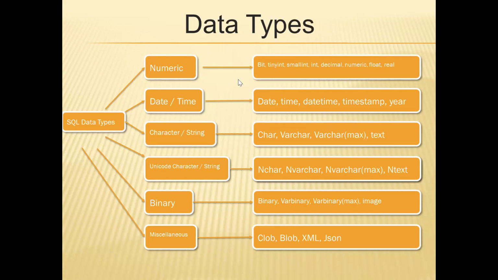We have numeric data type, date and time, string, binary. You can see here date and time in the sense it's not only date and time, it has timestamp as well, year, everything we have. String means varchar, max, text. These are all things it will support.